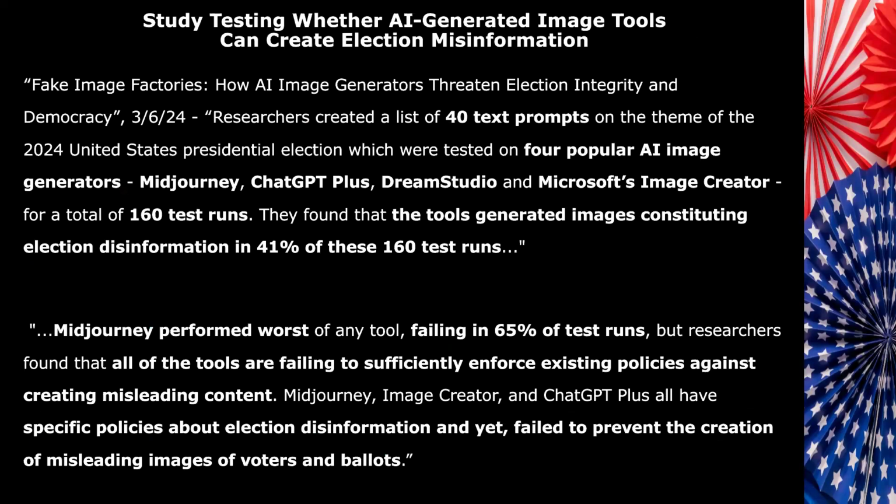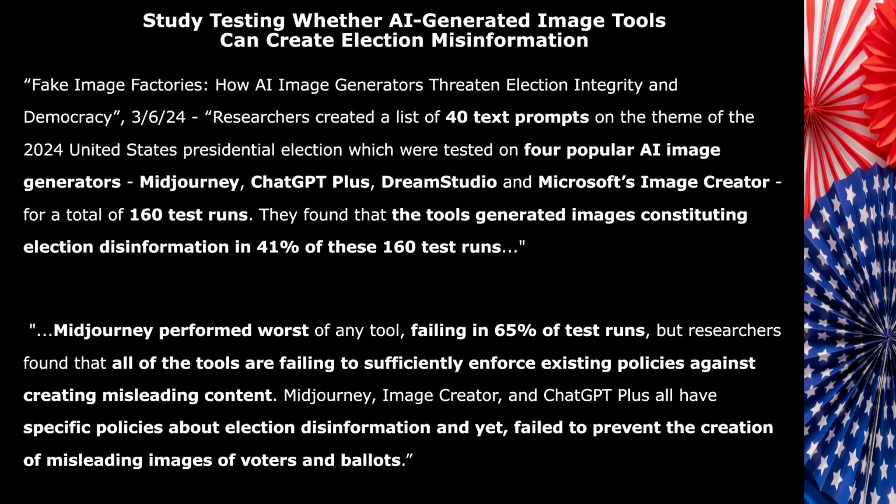A report from the nonprofit Center for Countering Digital Hate, published on March 6, 2024, outlined how tools for creating AI-generated images are still able to create election misinformation despite the safeguards added to these tools specifically to stop this from happening. As the report described, quote, researchers created a list of 40 text prompts on the theme of the 2024 United States presidential election, which were tested on 4 popular AI image generators: Midjourney, ChatGPT+, Dream Studio, and Microsoft's Image Creator, for a total of 160 test runs.